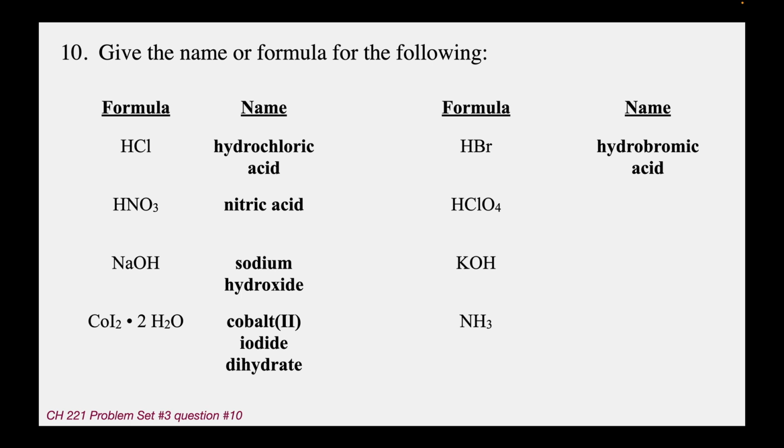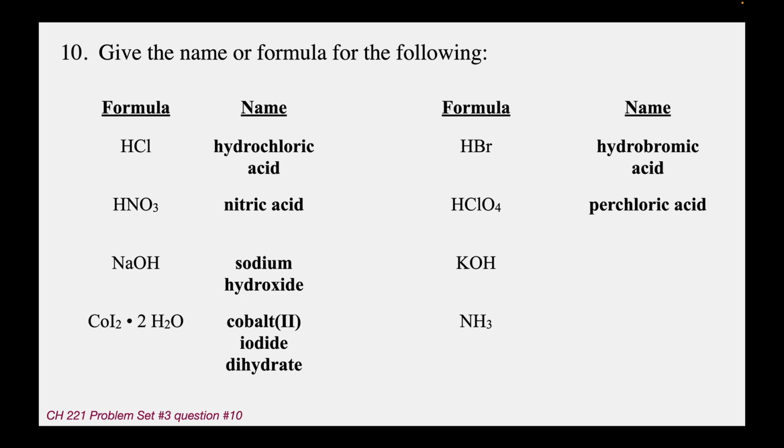ClO4 is the perchlorate ion. The H is listed first, so this is an acid. So in this case, HClO4 becomes perchloric acid. Perchloric acid is a real powerful acid. Lots of really interesting things you can do with it. But for right now, just know that H is listed first, so it's an acid, and the perchlorate ion becomes perchloric acid when added to an H+.